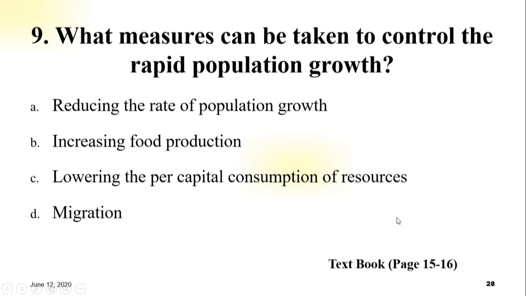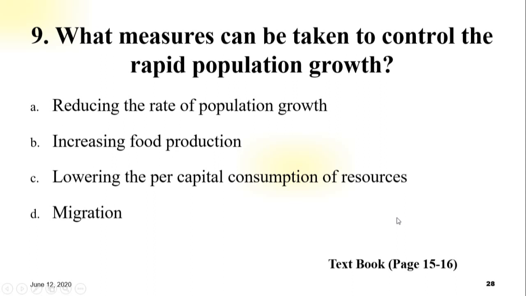There are 4. Number 1, reducing the rate of population growth. Number 2, increasing food production. Number 3, lowering the per capita consumption of resources. Number 4, migration. Reducing the rate of population growth means to decrease the number of people in all the places or all the countries in the world. Increasing food production means becoming greater in the amount of food production in the world.